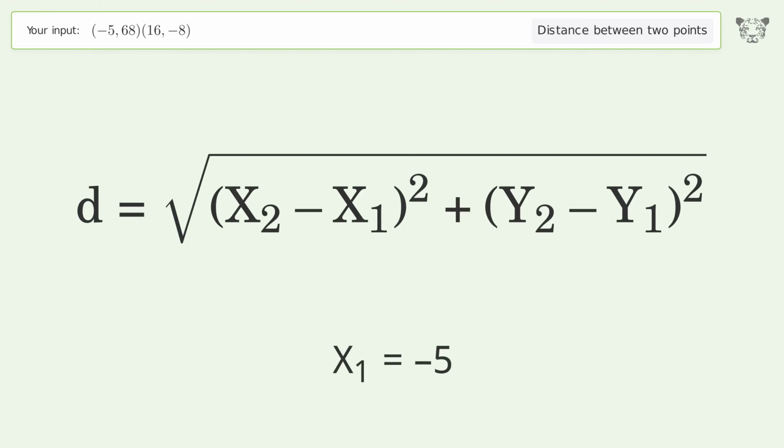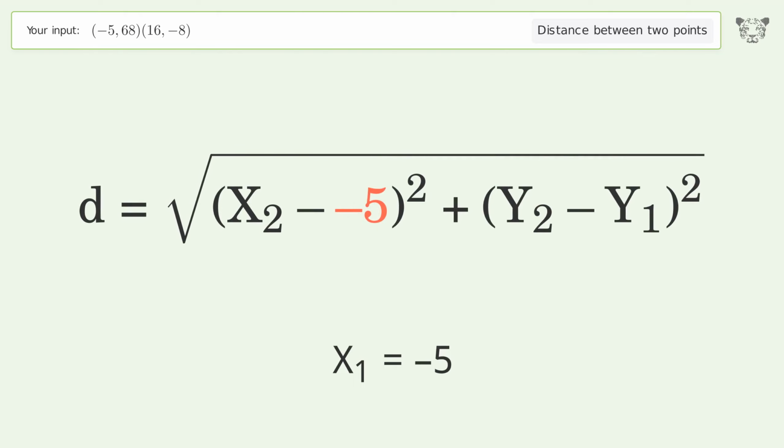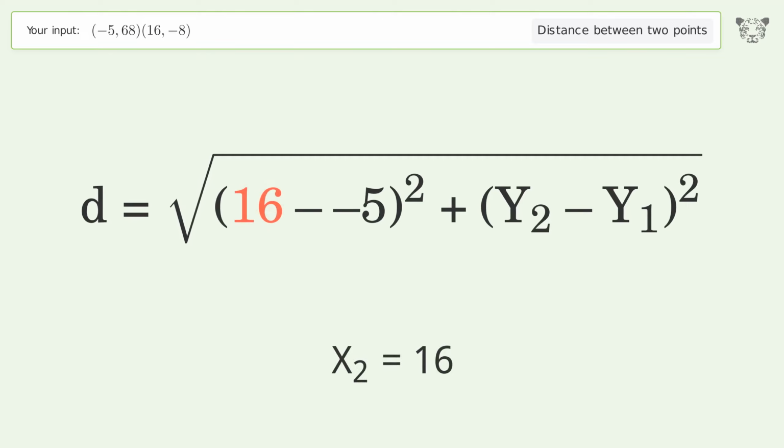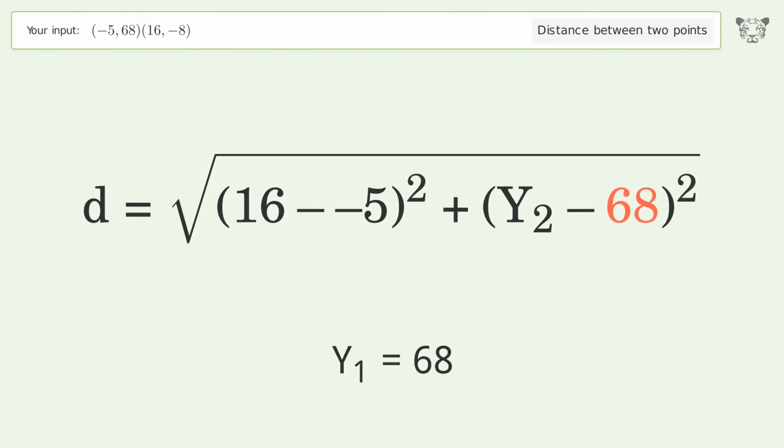x1 equals -5. x2 equals 16. y1 equals 68. y2 equals -8.